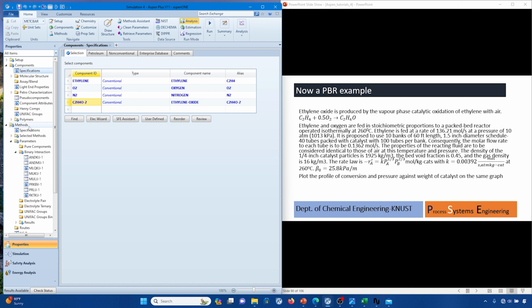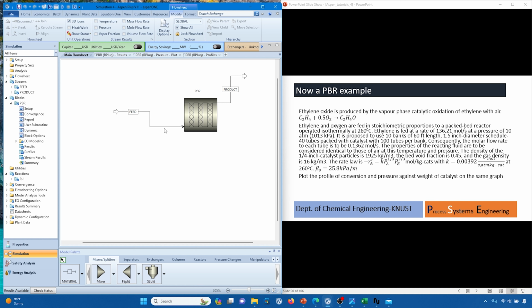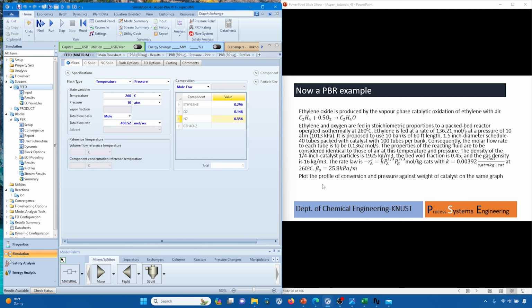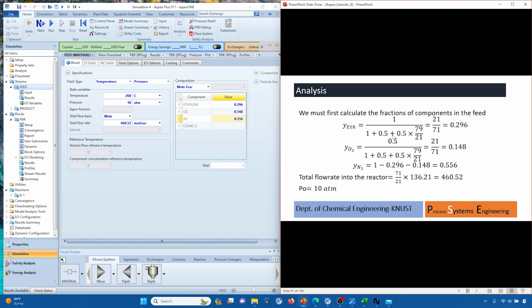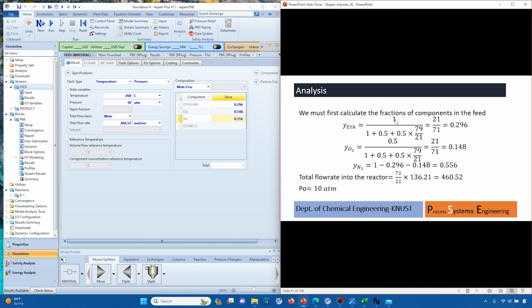So then we choose a property method. It should be Peng Robinson. Choose that property method and go to the flow sheet. And the feed parameters. So we first find the mole fractions of each of the components in the feed stream. And we should have ethylene there. And we have the ethylene flow rate, which is 136.21. And based on this, we're able to determine the molar flow rates.